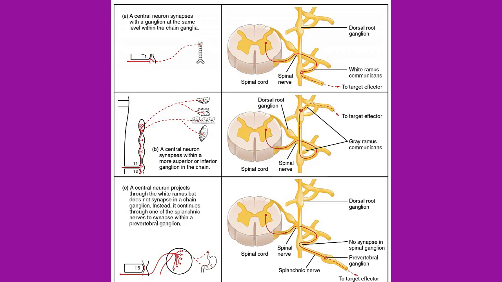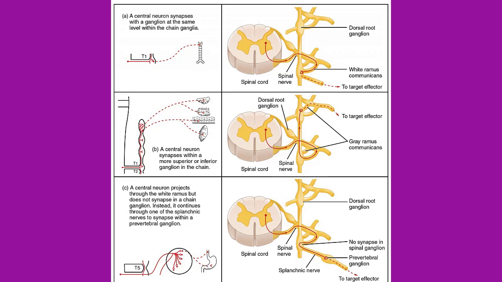This divergence is seen in the branching patterns of preganglionic sympathetic neurons. That is, a single preganglionic sympathetic neuron may have 10 to 20 targets.